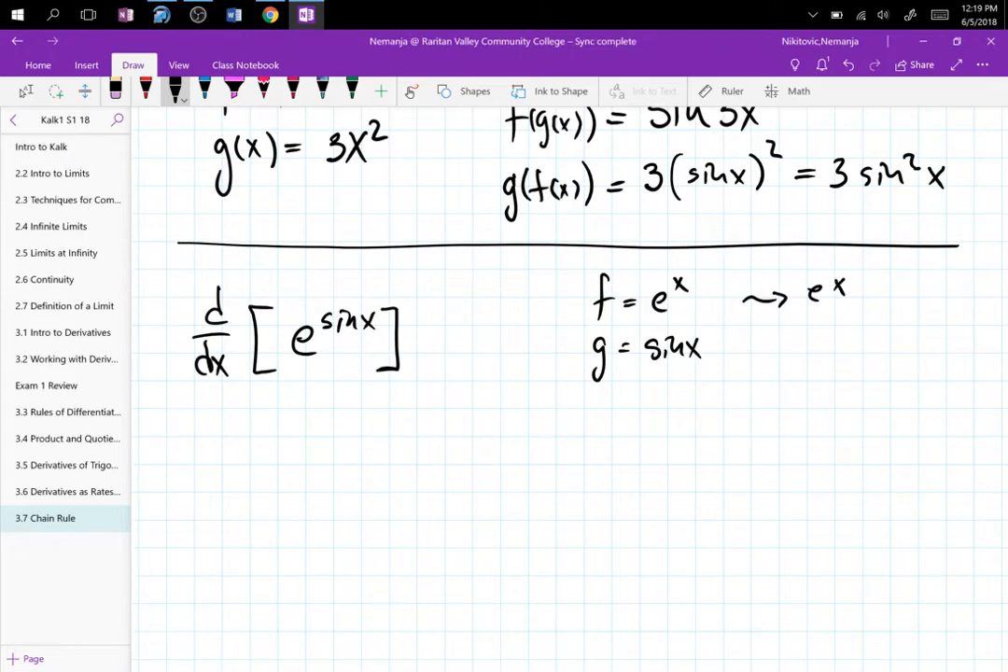but I have to have g plugged in. So that's just going to go back to e to the sine x. And then times g prime. And g prime, well, the derivative of sine is cosine x. And that's the answer.